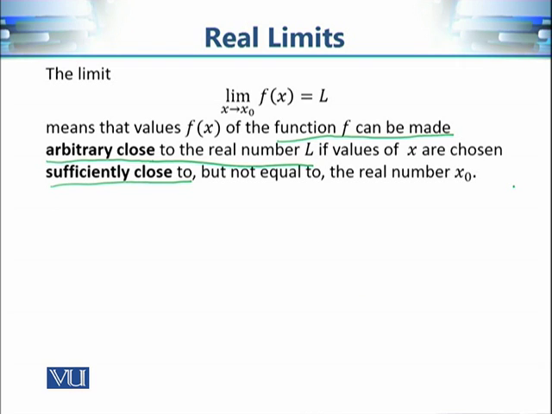Now, this involves the concept of arbitrarily close. So, we need to describe it mathematically and precisely. What does it mean that the functional values are getting closer and closer to L? The concept of closeness, if we say it mathematically, is related to the concept of distance. In other words, we can say that the distance between the functional values and L is getting smaller and smaller when the distance between x and x naught is getting smaller and smaller.